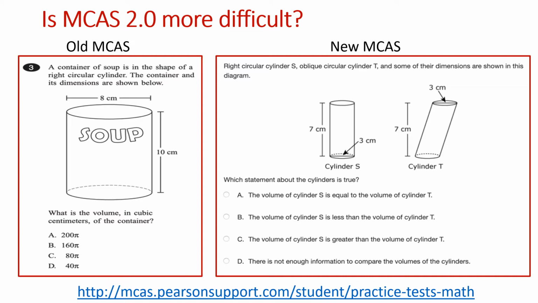Look at these questions from the old and new tests. Although students are tested on the volume of the cylinder in both questions, the old MCAS question simply asks the student to plug in the formula for the volume of a cylinder. But MCAS 2.0 asks students to make connections between two types of cylinders. Students have to use higher order thinking skills to answer the MCAS 2.0 question.